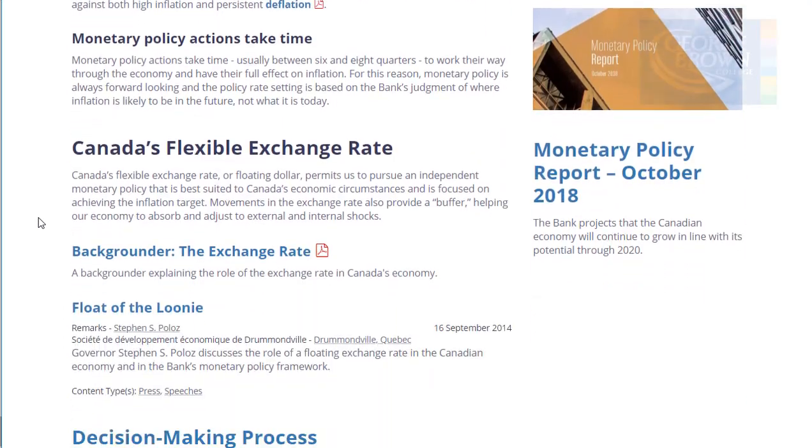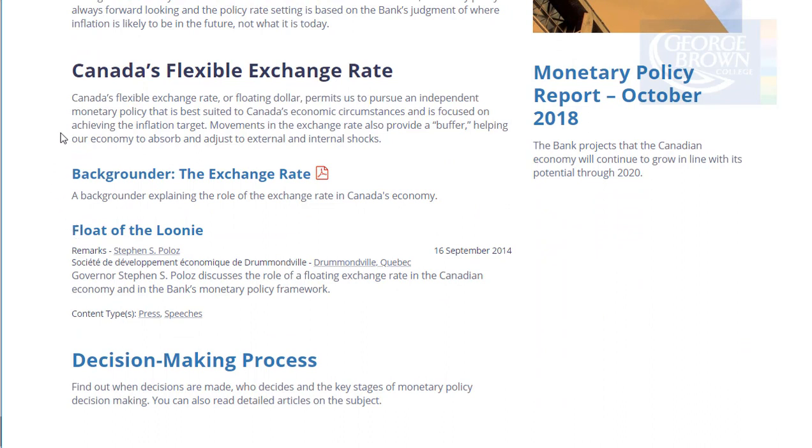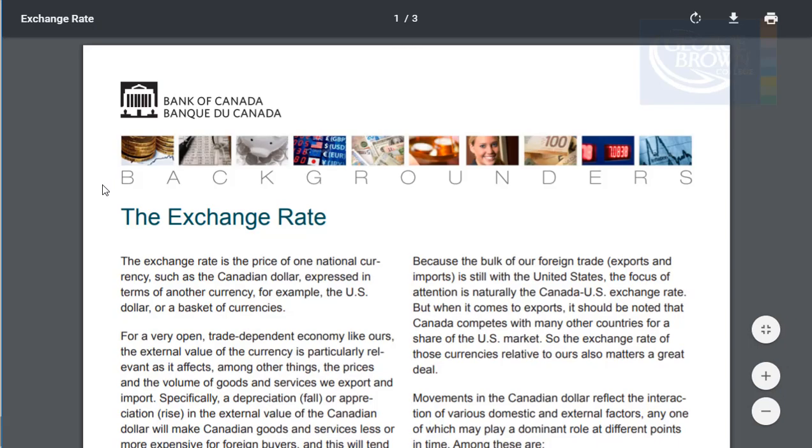Okay, so on the same page, if we scroll down more, there's information about Canada's flexible exchange rate. So Canada's flexible exchange rate, or floating dollar, permits us to pursue an independent monetary policy that is best suited to Canada's economic circumstances and is focused on achieving the inflation target. So Canada has an inflation target. Movements in the exchange rate also provide a buffer, helping our economy to absorb and adjust to external and internal shocks. So here, there's a nice backgrounder on the exchange rate. If you click on it, some important information.